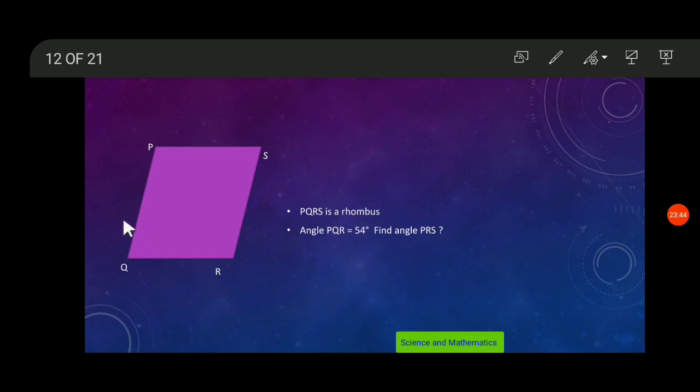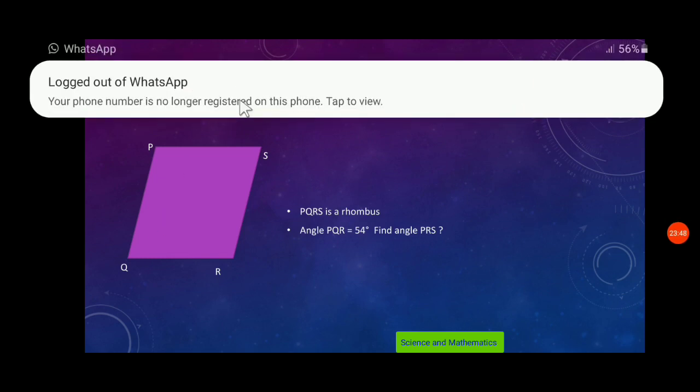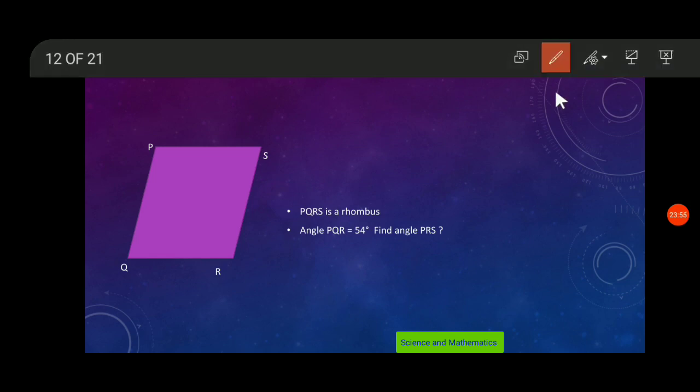I am marking it with a cursor. I hope you can see. I can also mark it with this. Now this is the angle I was telling about. So this is the angle you are given, that is 54 degrees. Now you have to find angle PRS. So angle PRS means what? If you are not getting PRS, here what we have to do is draw its diagonal PR.